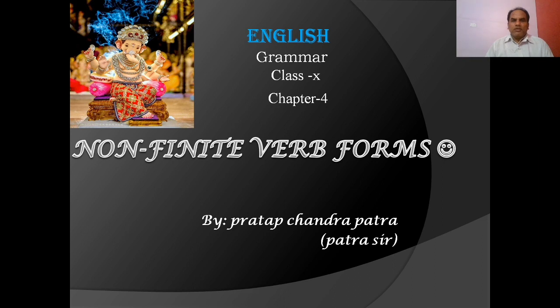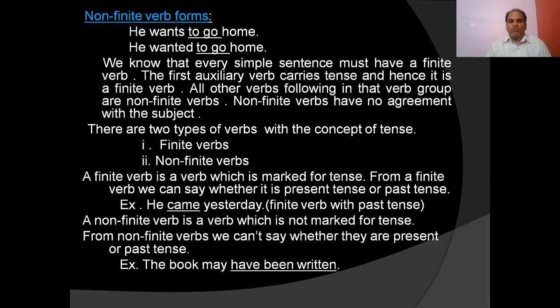Let us learn the English grammar class 10 chapter 4, non-finite verb forms, Board of Secondary Education Odisha. Let us discuss the verb forms. If we think of verbs, there are two kinds of verbs: finite verbs and non-finite verbs. Finite verbs are with tense, non-finite verbs without tense. We have learned a lot about finite verbs, tense and aspect in class 9 and 10, but we are least concerned about non-finite verbs. Today, let us discuss something about non-finite verb forms.